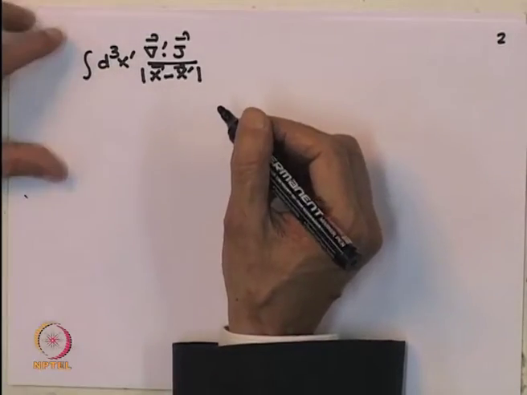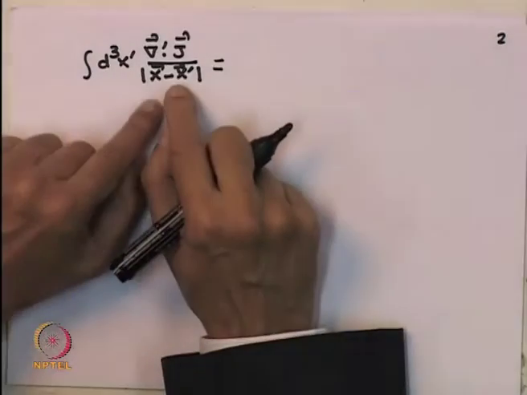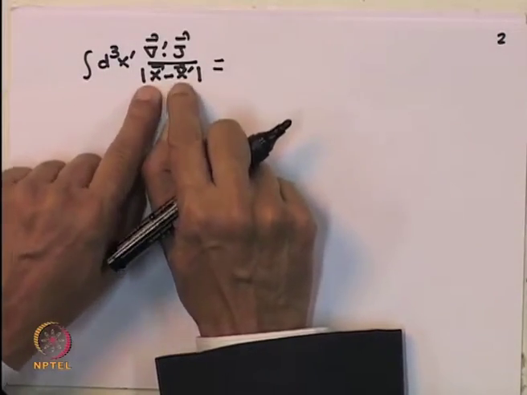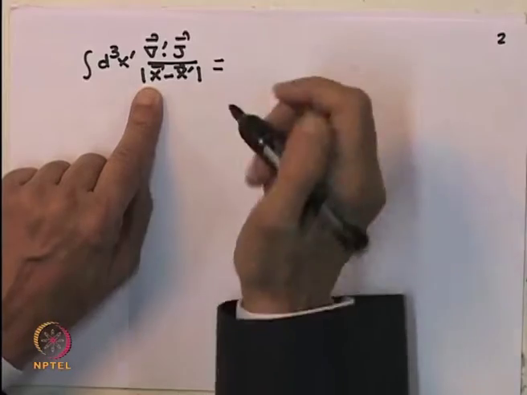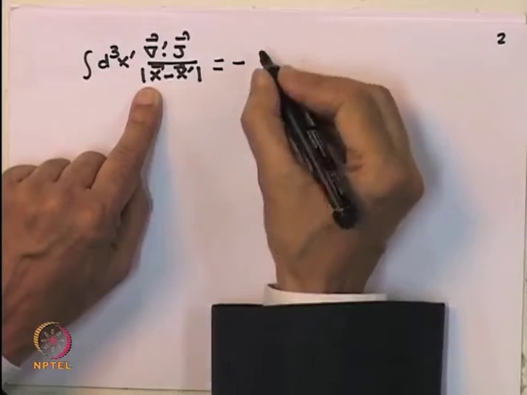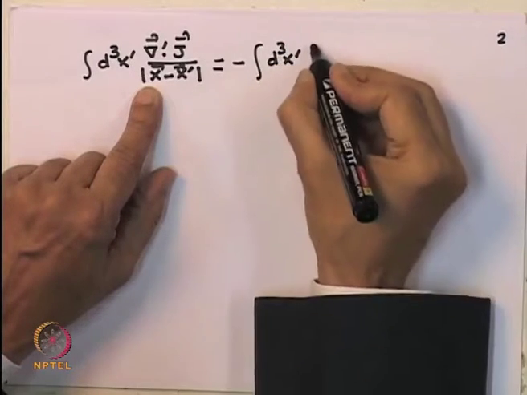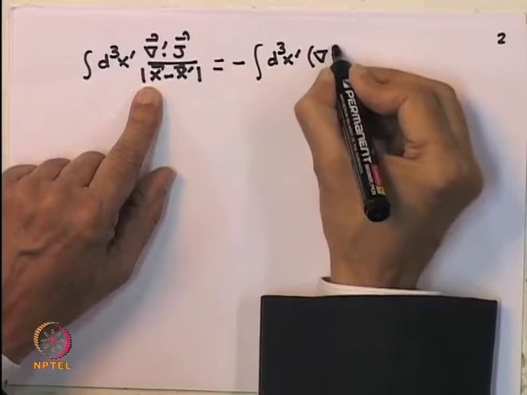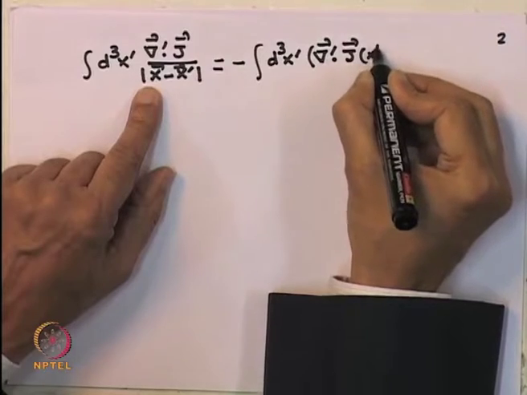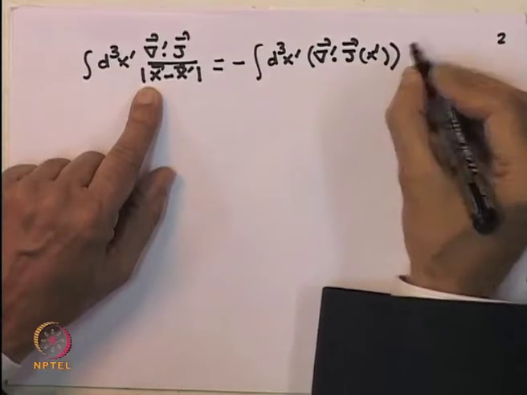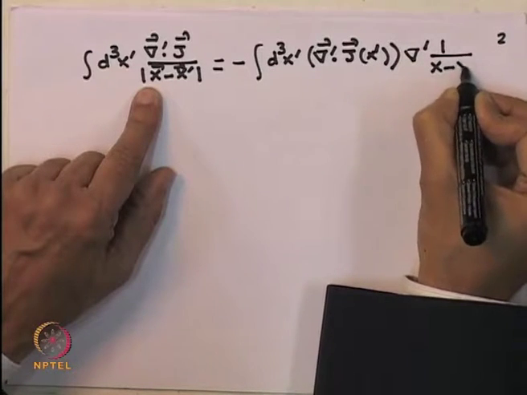So, what I do is this, that this quantity I will write by simple chain rule. What I will do is to say that this quantity is equal to, let me write it down and then I will see why. This is d cube x prime del prime dot j of x prime, then del prime of 1 over x minus x prime. Let me just see what I am doing.